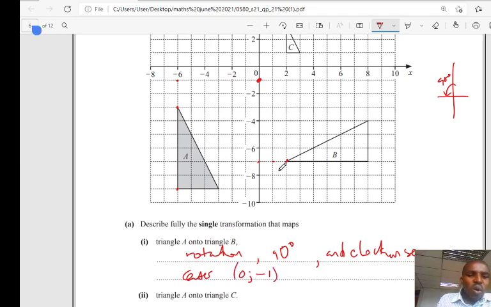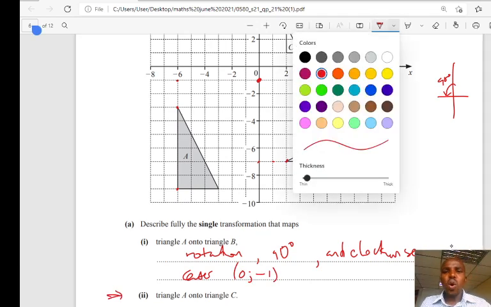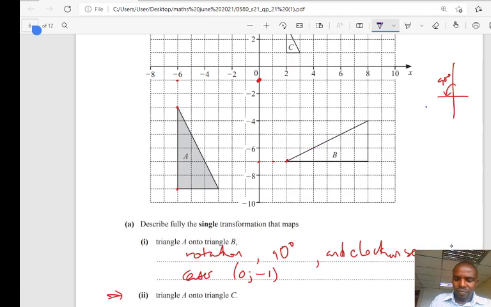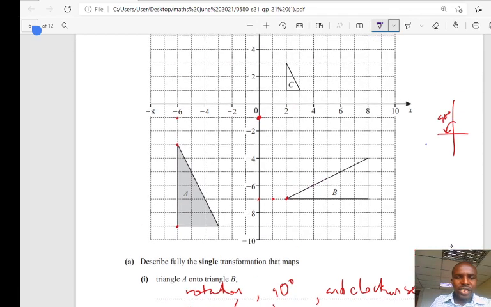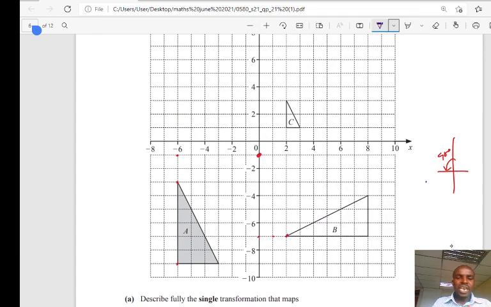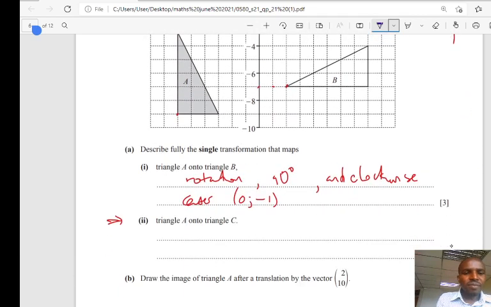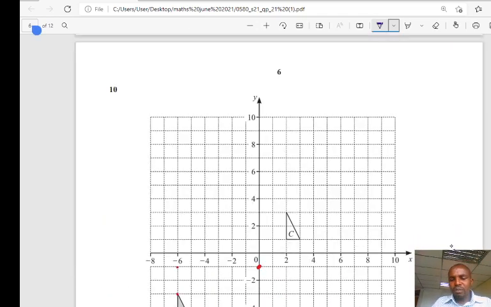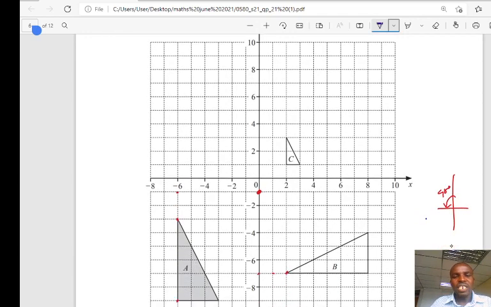Next, triangle A onto triangle C. Where is A? Where is C? It's this one and this one. A is bigger than C. Direction is still the same. In this case, you can say it's an enlargement. Enlargement means the shape becomes bigger or smaller.